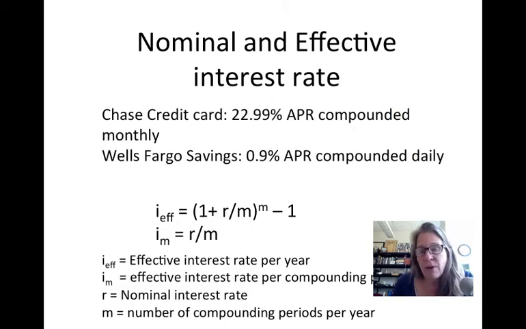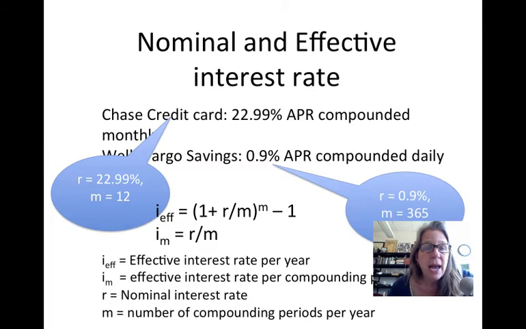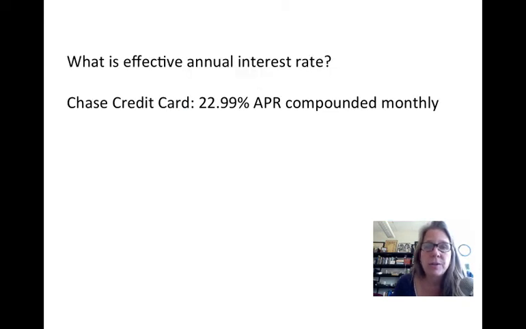First thing you need to know is how to tease out the values, this r and this m value. For the Chase credit card, the r value, the nominal interest rate, is 22.99%. m is 12 because it says it's compounded monthly. For the savings account, 0.9% is r, and the compounding m is 365 because it's daily. So that's how you get those values in order to plug into those equations.